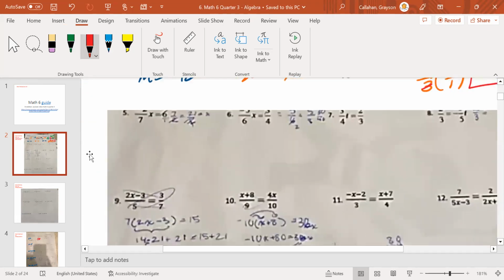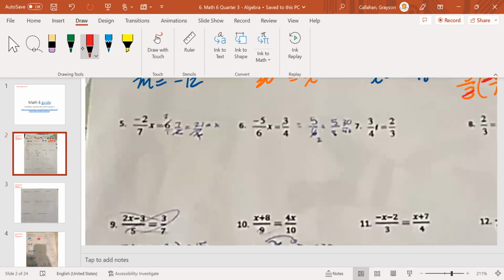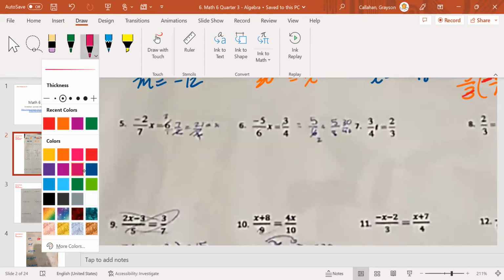For number 5, okay, you need to get rid of that reciprocal. I want you to try it, please.